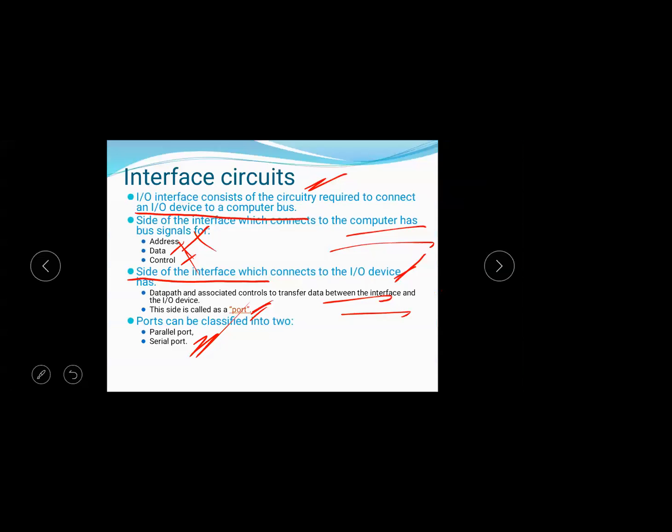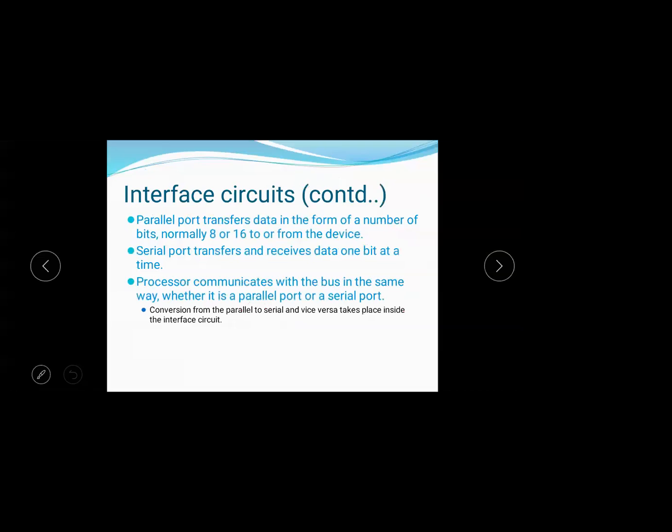Then the ports are classified into parallel port and serial port. First one, parallel port transfers data in the form of a number of bits, normally 8 or 16, to and from the device. If the data bits are 8, then 8; if 16, then 16. A number of bits, normally 8 or 16, depending on the data lines in the device. It transmits 8 bits or 16 bits at a time.